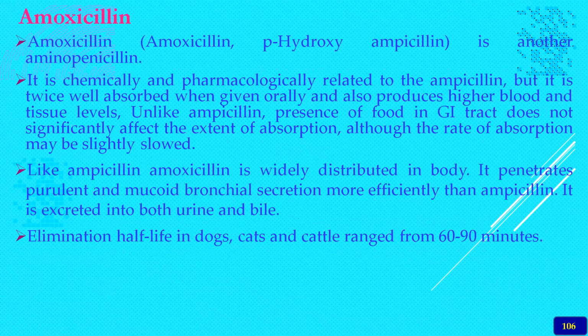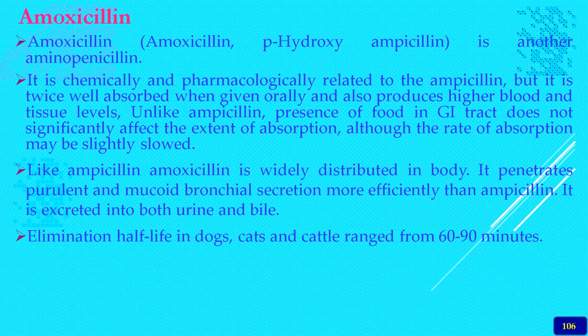So the next drug is amoxicillin. Please note the spelling; it is also written as amoxy. It is another aminopenicillin. It is very similar to ampicillin, but it is twice as well absorbed when given orally. The only advantage is that it is absorbed orally properly and produces high blood and tissue levels. So unlike ampicillin, the presence of food in the GI tract does not significantly affect the absorption. So food will not hinder the absorption of amoxicillin.